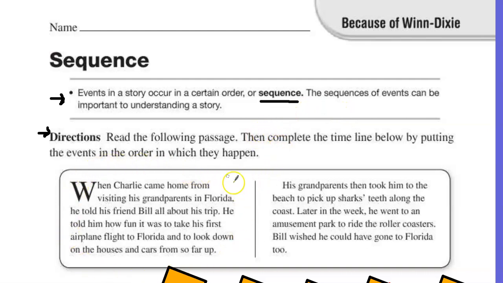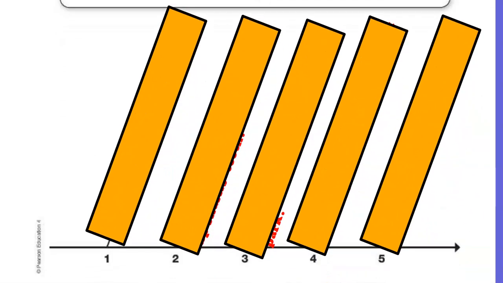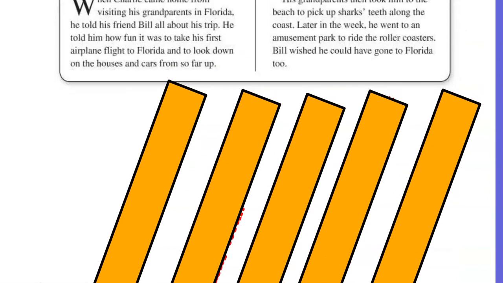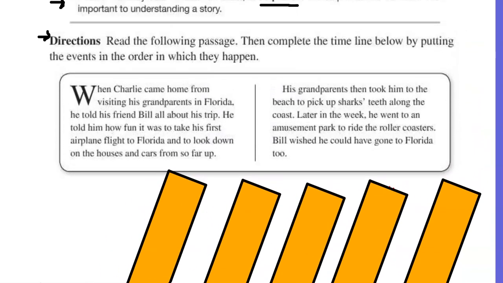Tonight, we ask the students to read these two paragraphs about Charlie's trip to Florida and his retelling it to his friend Bill. And then use the chart or the graphic organizer below to organize your thoughts, to sequence the story in the order that it happened.